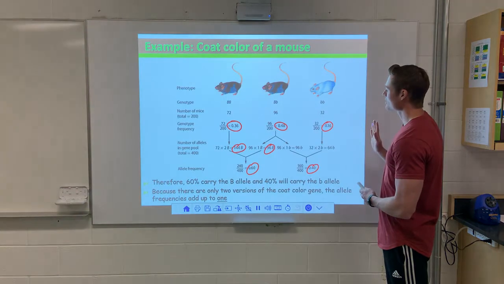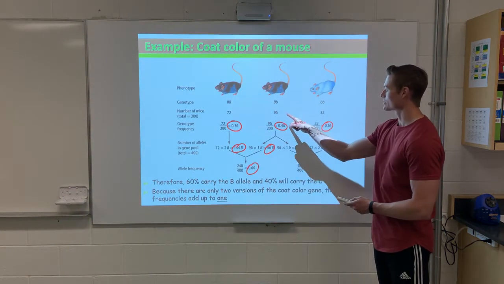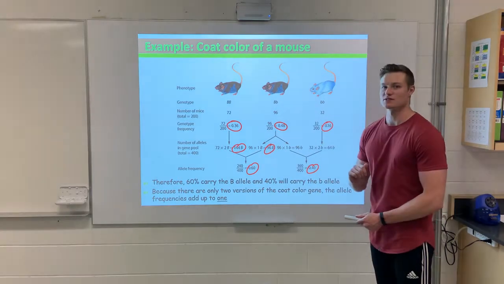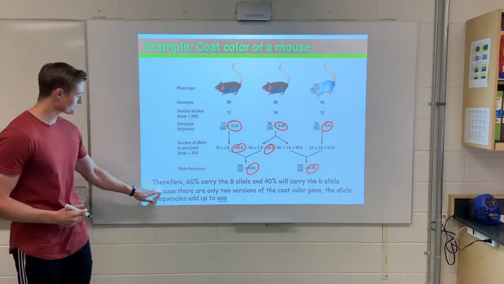We could also do a phenotype frequency. So what we would do is we would say, okay, 72 plus 96, that would be our dominant phenotype, and then 32 would be our recessive phenotype. So that's kind of the basics on how we calculate these frequencies.